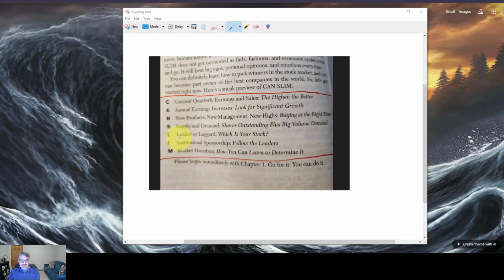Let's see. The next one is leader or laggard. You want to see at the end of a market correction, you want to get into those stocks that break out of bases first. And that goes for the entire market and also for industries. When you see an industry suddenly heat up, you want to be in those first stocks that break out of bases.